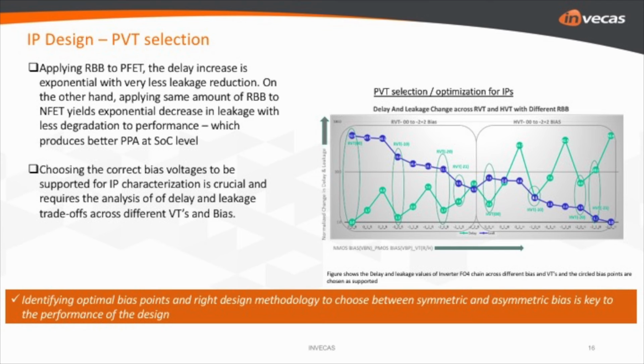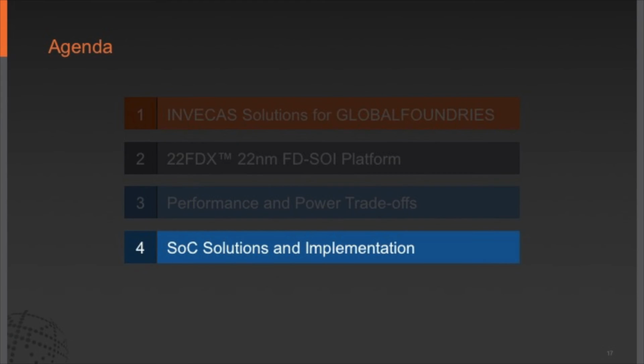So choosing the correct bias voltage to be supported for IP characterization is crucial and requires the analysis of delay and leakage trade-offs across different VTs and bias. Thus identifying optimal leakage points and the right design methodology to choose between symmetric and asymmetric bias is the key to performance of the design.